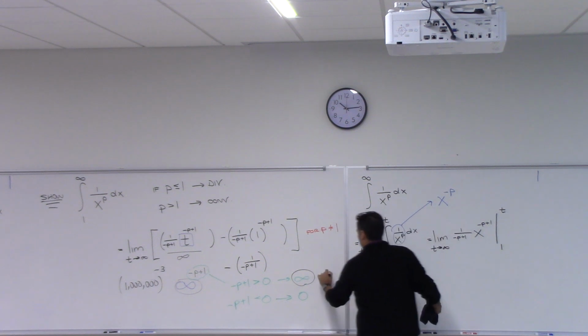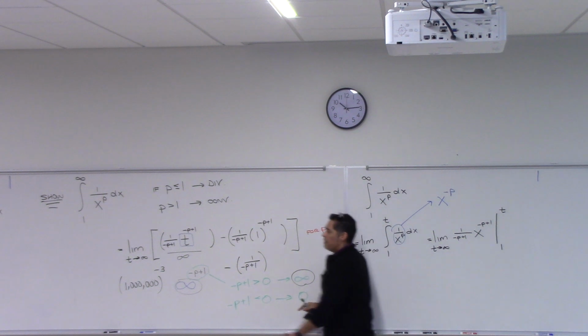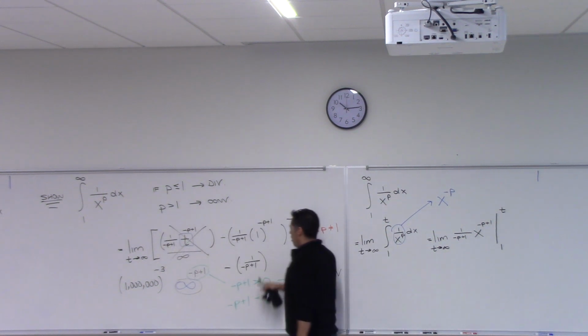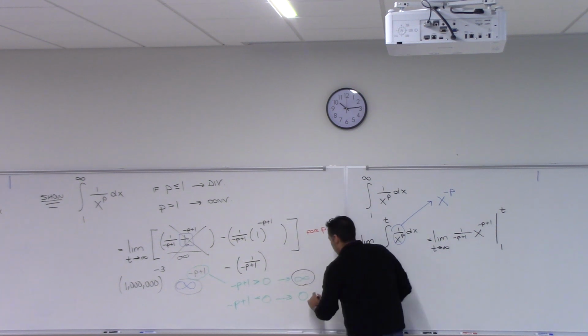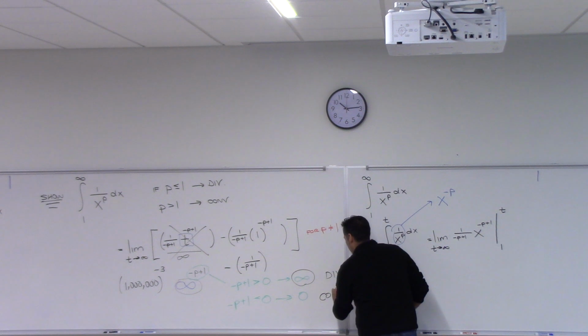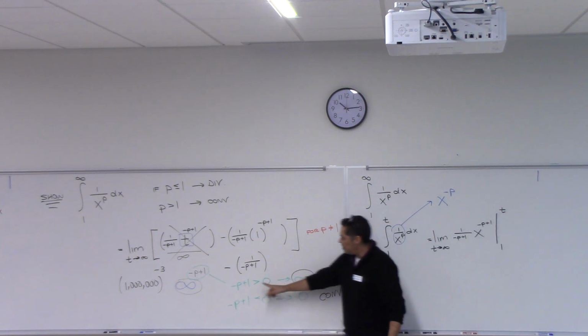It diverges, right? And if this thing goes to 0, then this thing goes away, and all you're left with is this, which is just some number. So it would converge, wouldn't it? It would converge. Okay, solve this inequality.